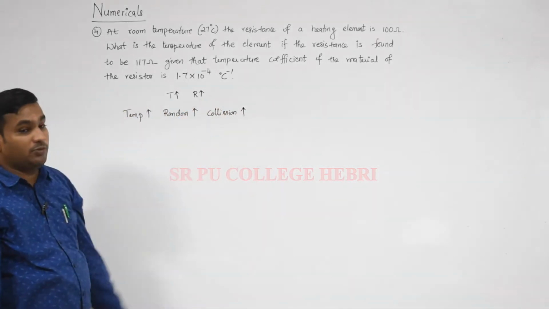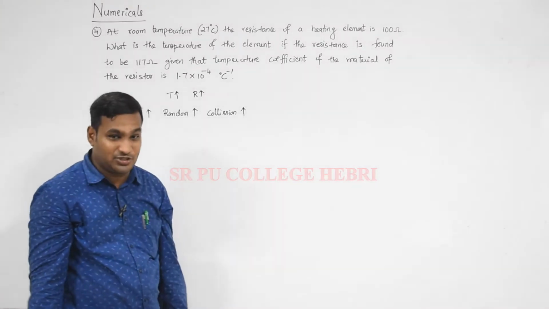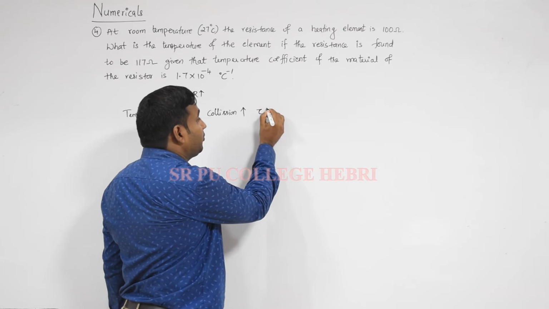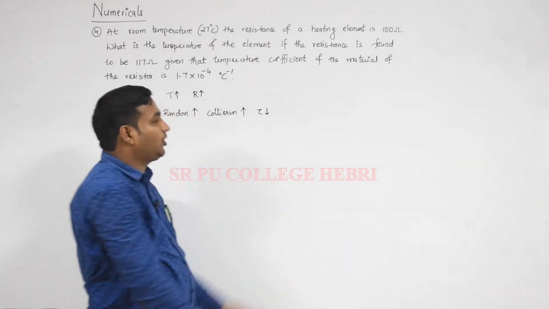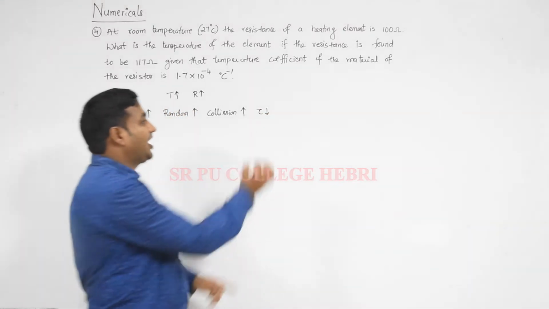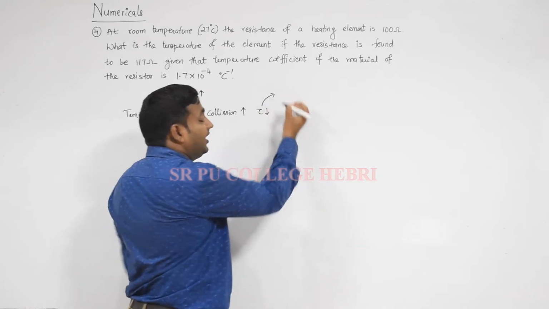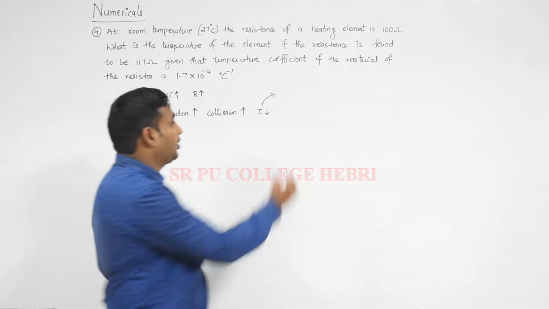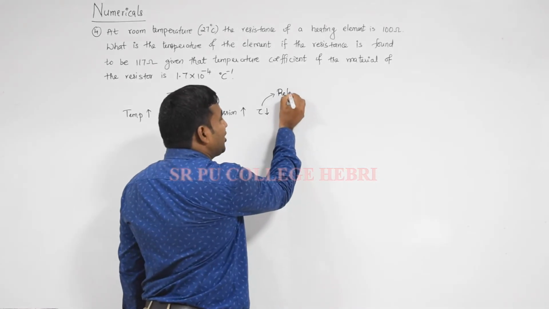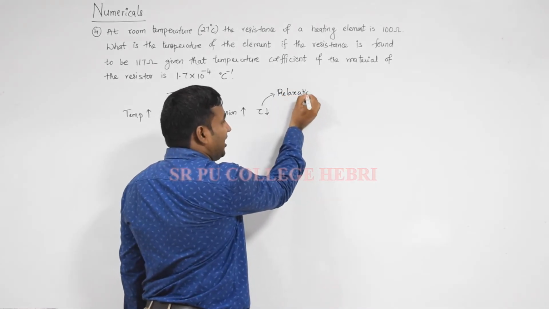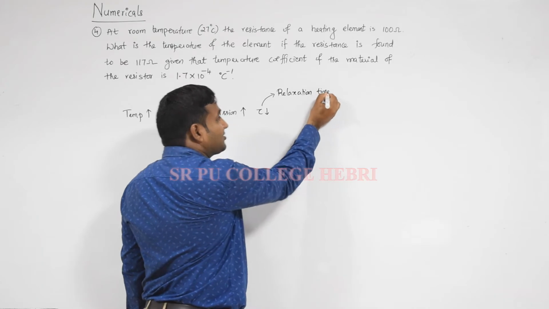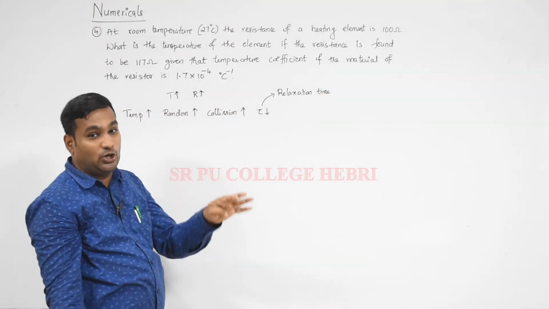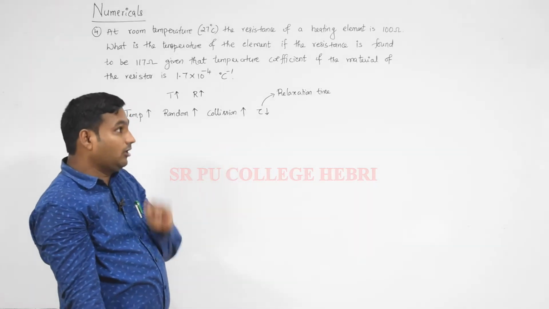As collision between each electron goes on increasing, automatically the average time interval between two successive collisions, that we call relaxation time, decreases. Keep that point in your mind. This word I already explained in the theory. Relaxation time is denoted as tau.